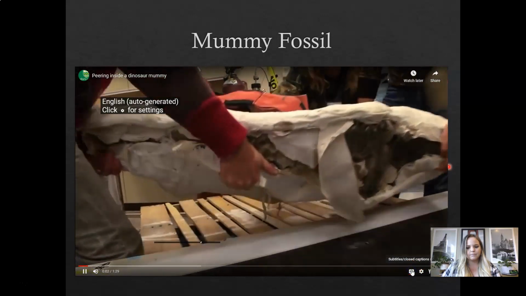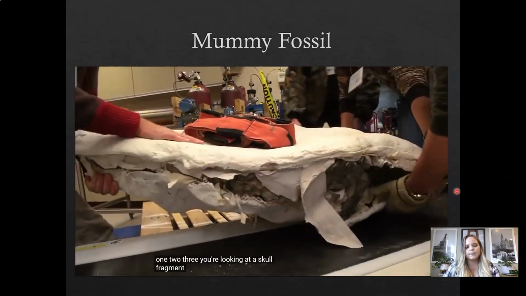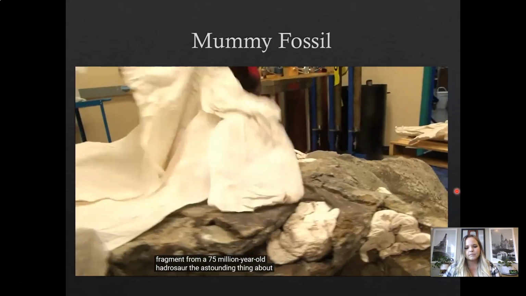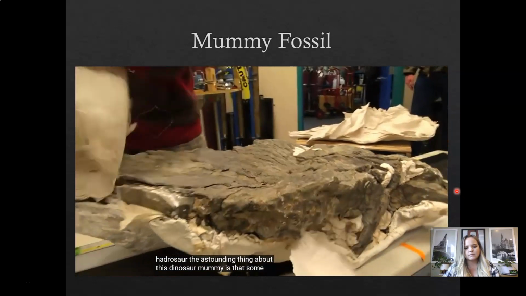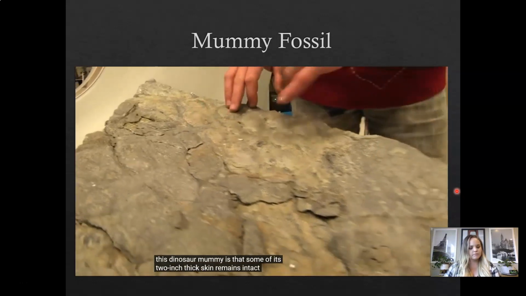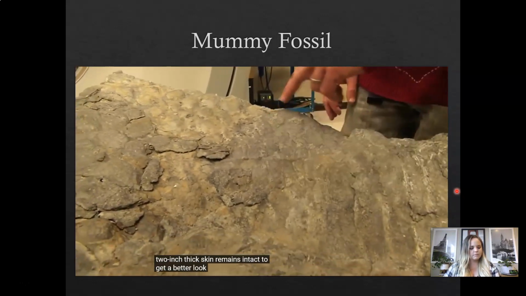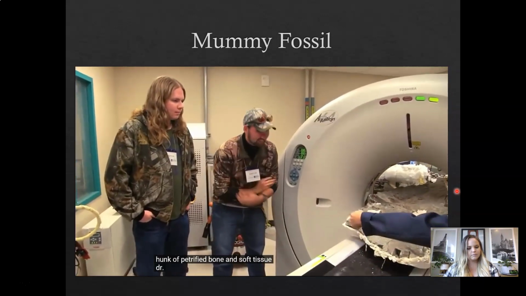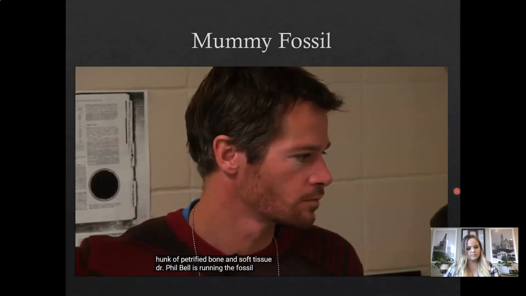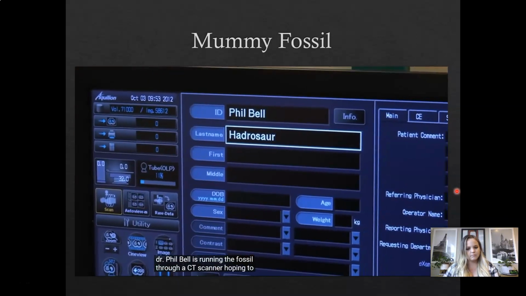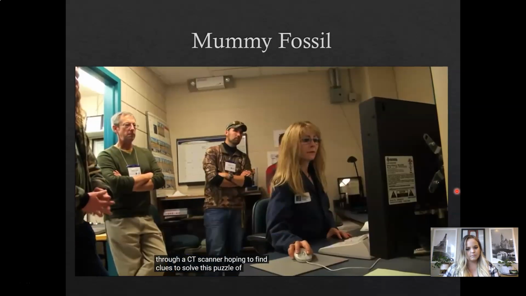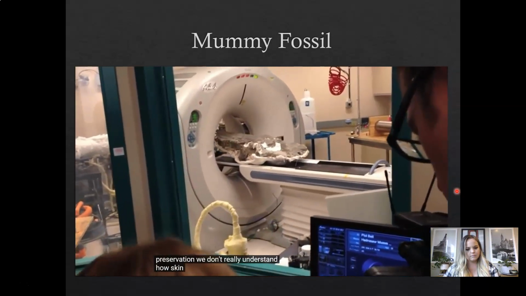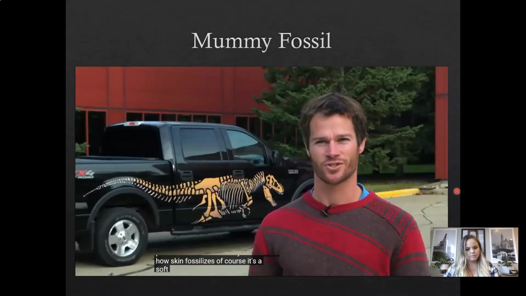You're looking at a skull fragment from a 75-million-year-old hadrosaur. The astounding thing about this dinosaur mummy is that some of its 2-inch thick skin remains intact. To get a better look inside the 350-pound hunk of petrified bone and soft tissue, Dr. Phil Bell is running the fossil through a CT scanner, hoping to find clues to solve this puzzle of preservation. I don't really understand how skin fossilizes because it's soft tissue.